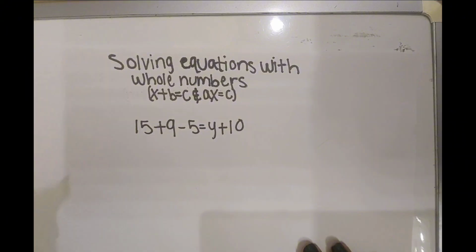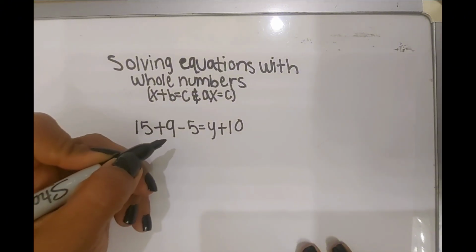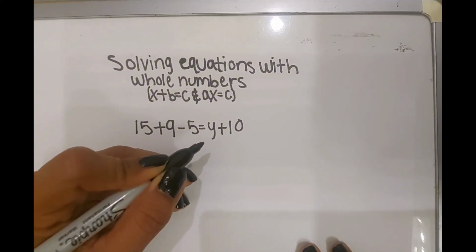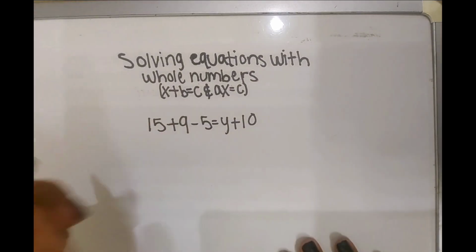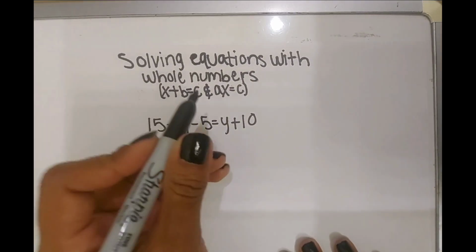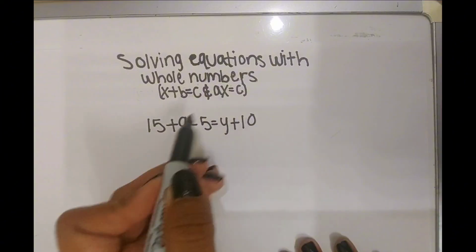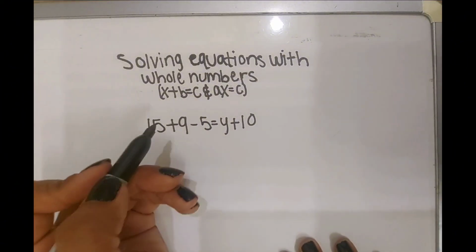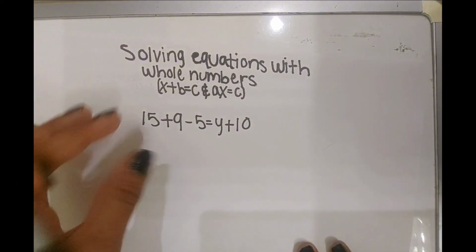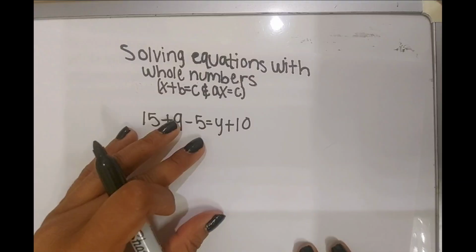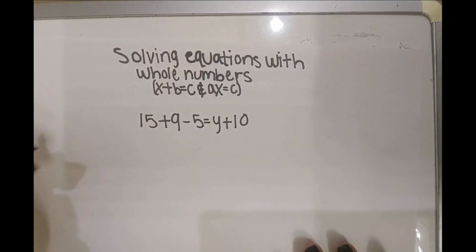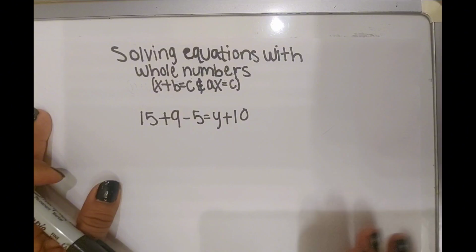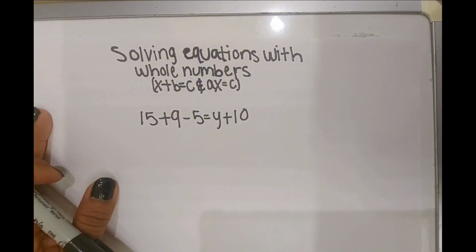We'll be calculating 15 plus 9 minus 5 equals y plus 10. These would be these sets, and this is this set, I believe. I'm not exactly sure how this works. It doesn't look the same, I think. But for people like us who struggle a lot with math, it's hard for us to see it.